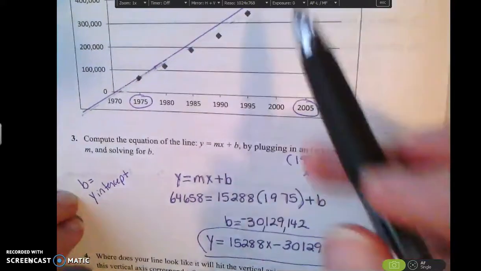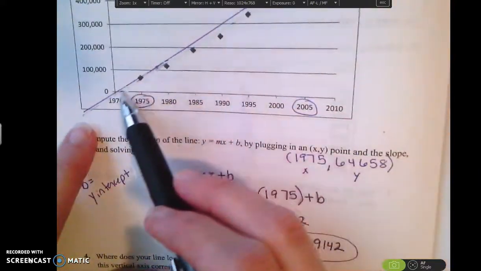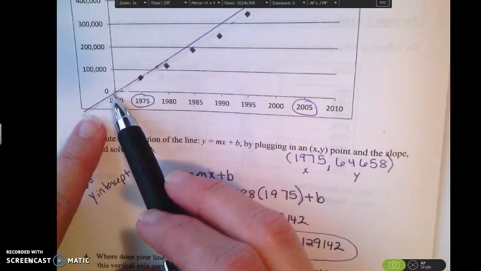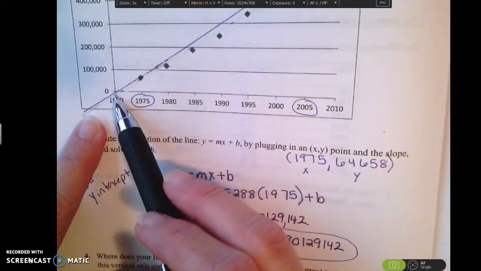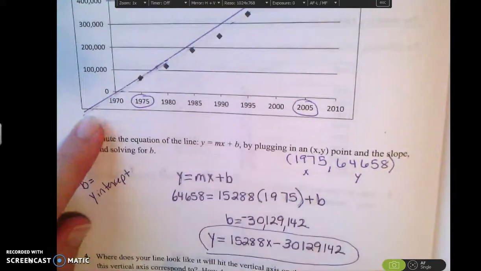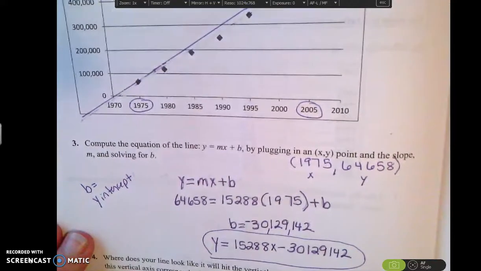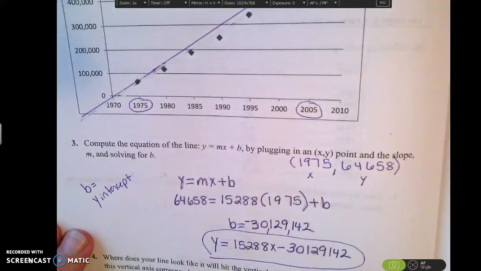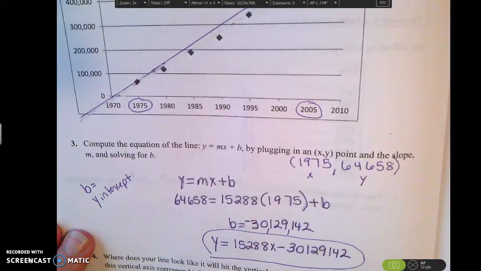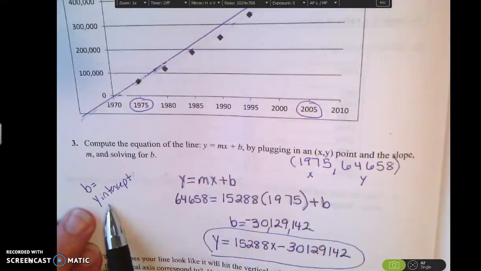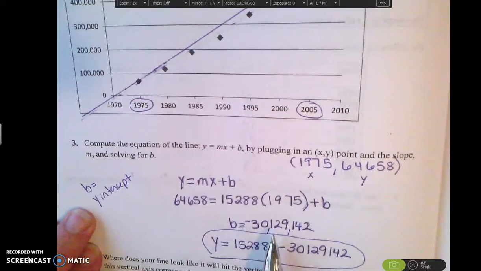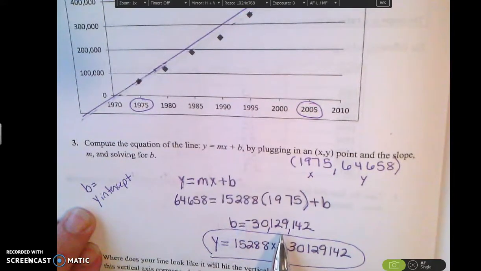Okay, so when I drew this line up here, where does it look like it's actually crossing this y-axis? If I asked you to estimate, it's below 0, a little bit below 0. So what if I said that it crossed the vertical axis at about -5,000? But according to what this says, the y-intercept is supposed to be -30,129,000.